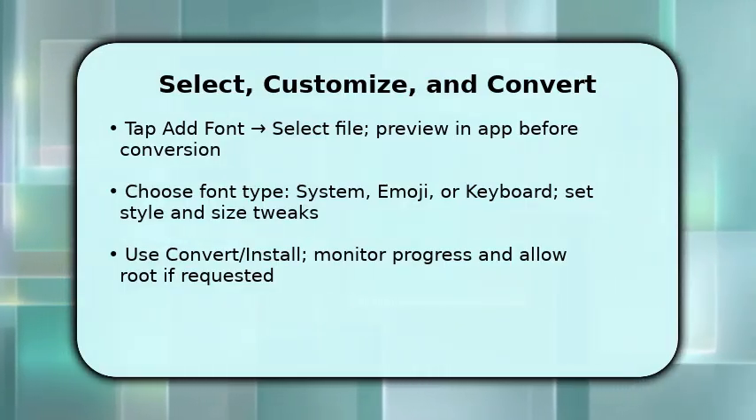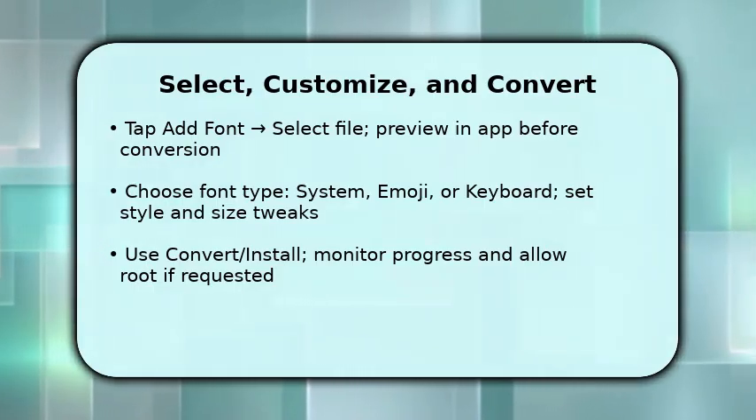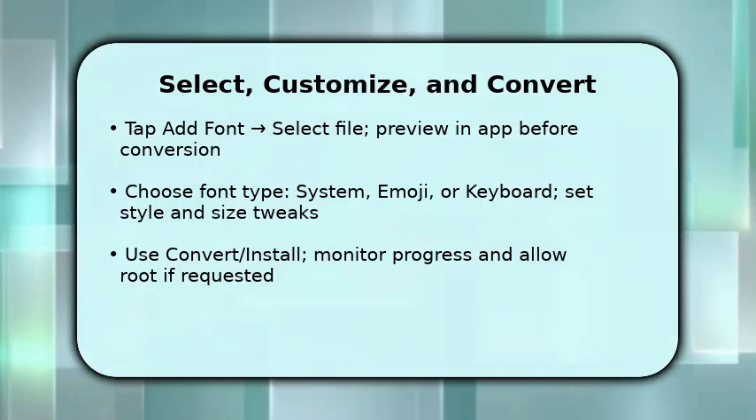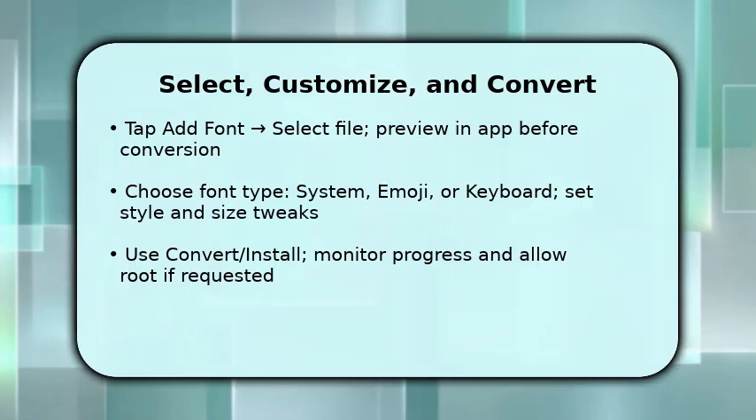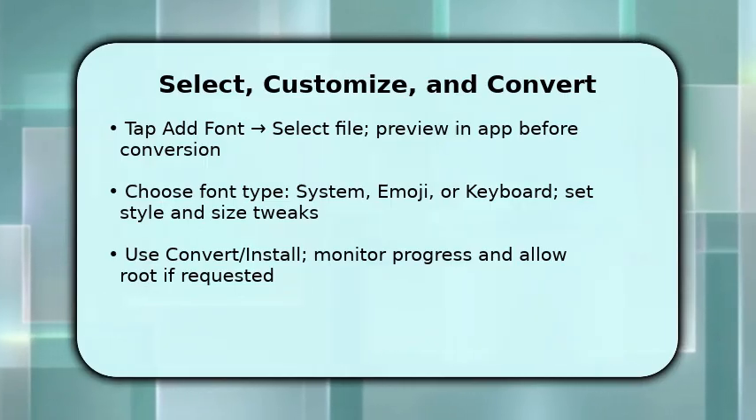Next, pick the correct font target, system, emoji, or keyboard, and adjust size or weight options as needed because different targets require different wrapping. Then tap Convert or Install. Allow root or ADB permissions when prompted.